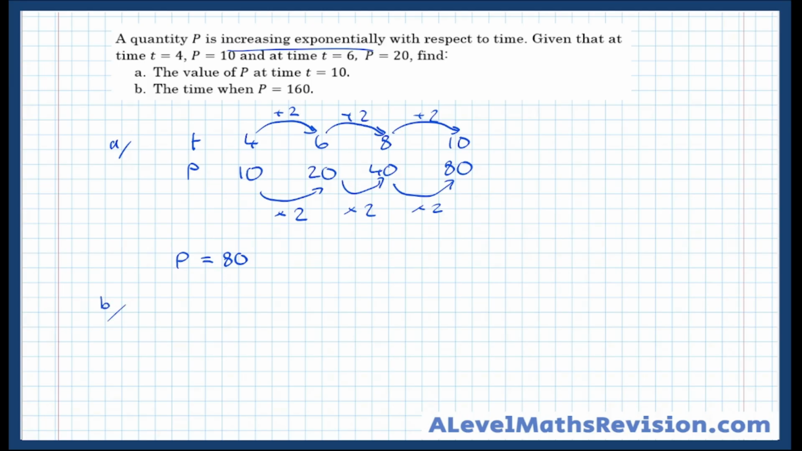Part B wants the value of t when p equals 160. Well, let's keep going. Add 2 again, times by 2 to get 160. So for this one, t equals, and we'll just use the time, 12.